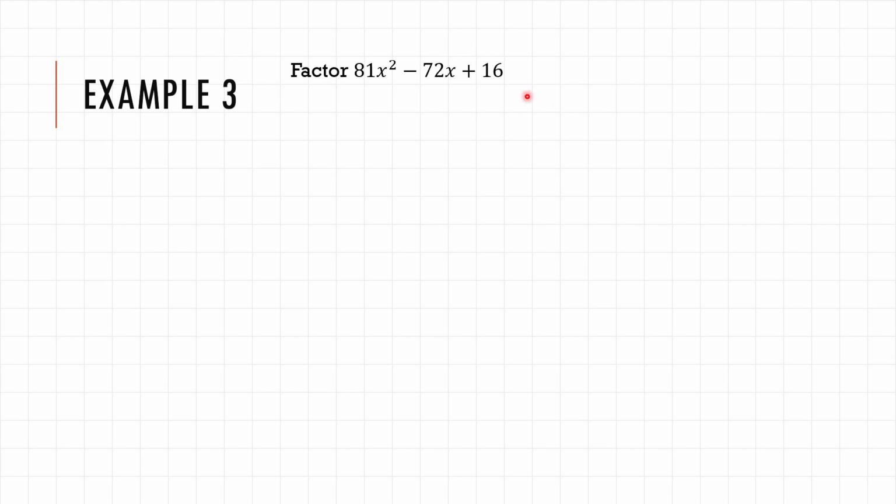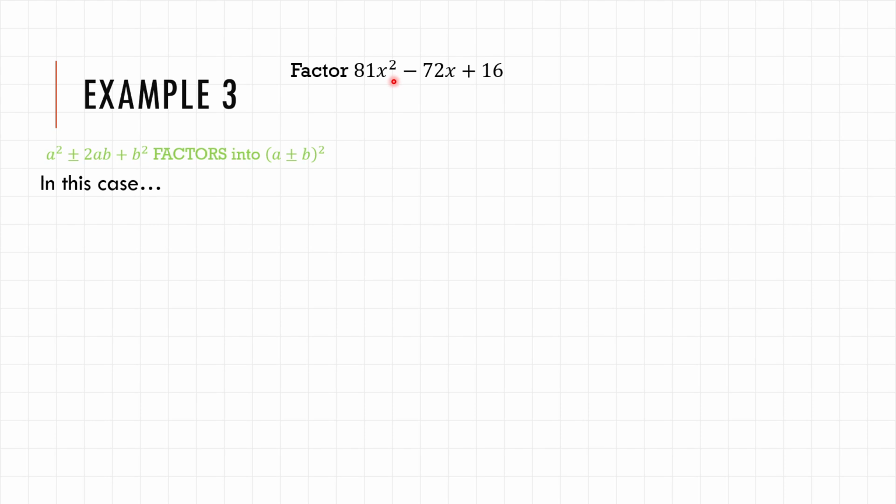Can you figure out this example where we have 81x squared minus 72x plus 16? Pause the video here and do your best to see if you can figure it out. Well, one thing to keep in mind here is that this might be a perfect square trinomial. Remember, the first and the last terms are both square numbers, and there's a variable, but it is being squared.